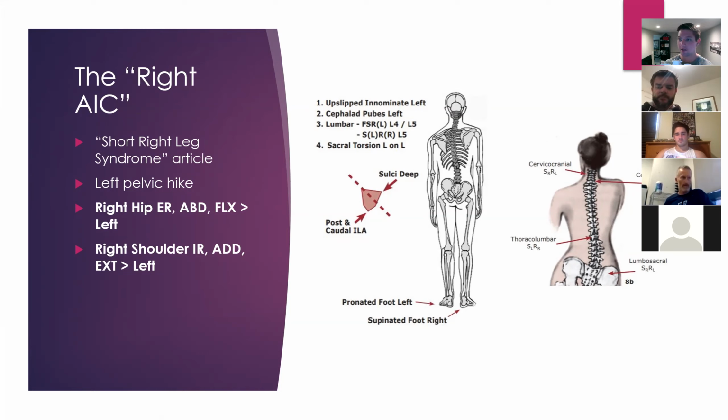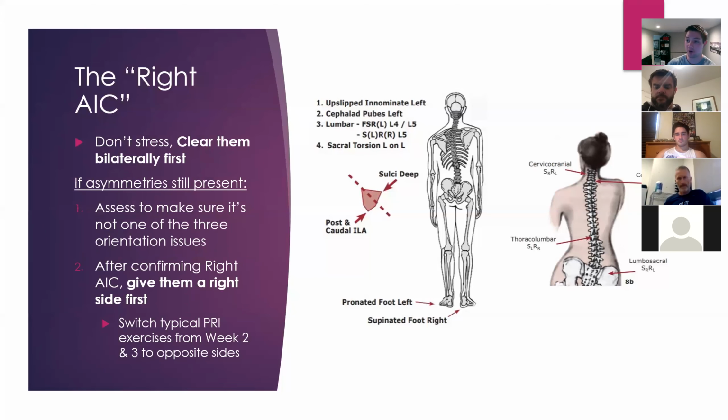the opposite. And I shouldn't even say often see, because you really don't see this that much. But if you do see this and someone appears to be completely flip-flopped in terms of their measurements, in terms of what you would expect, then it's not all that different from these oblique orientations or these different pelvic orientations. What you want to do is just clear them bilaterally. And then if they still have a ton of stuff going on, and they still have a ton of asymmetries that lead you to believe they're in a completely backwards pattern, then give them a right side first.